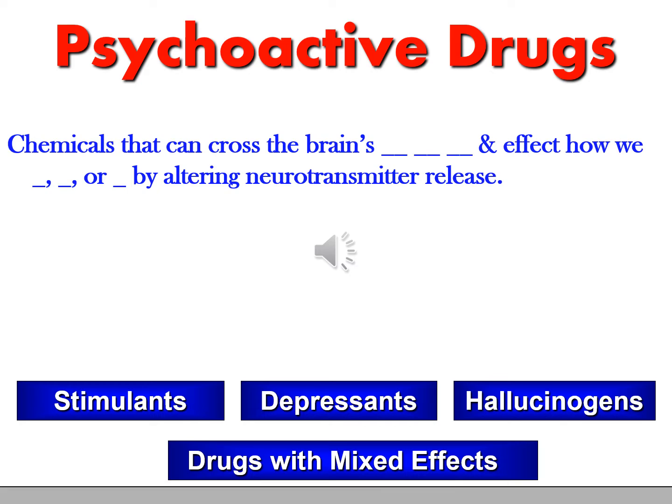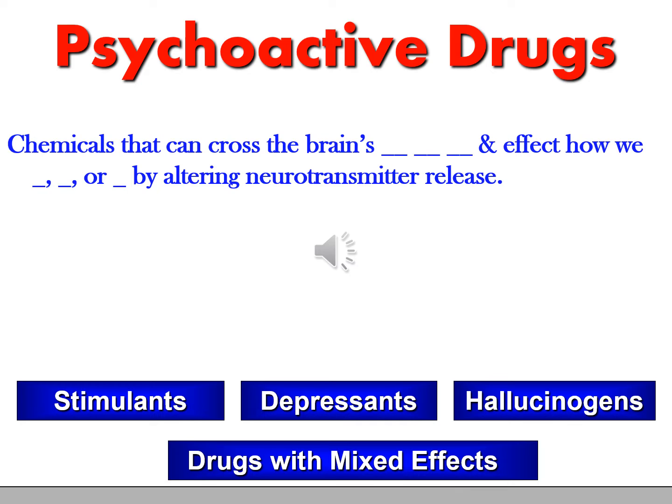Now let's consider a family of drugs called the psychoactive drugs. Not all drugs are psychoactive. These drugs, these chemicals, can enter the brain. To do so, they have to cross a particular structure that we discussed a long time ago in Chapter 3. Take a moment, see if you can remember what structure they must cross. Hopefully you said the blood-brain barrier.